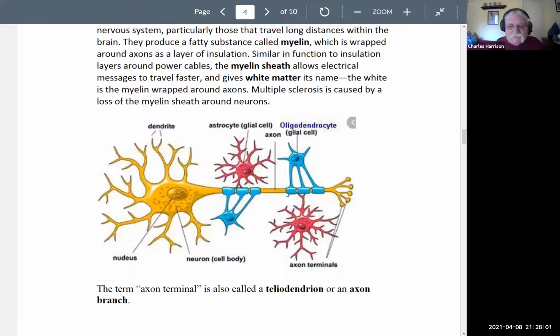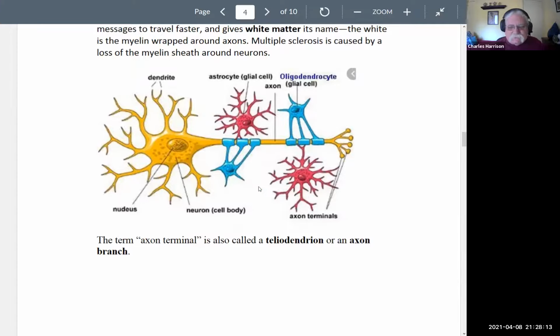Okay. So the main reason that we have oligodendrocytes, if we can say that on the thing, is to speed up the transmission of impulses. The term axon terminal, which the picture used, I snagged the picture, but I added this. It's also called a teleodendrion, or an axon branch. We're familiar with the fact that almost everything in anatomy has two names, sometimes three.